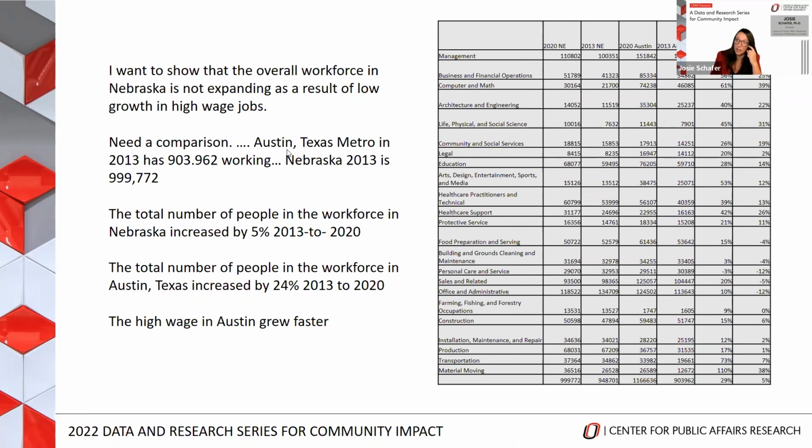But interesting enough, the state of Nebraska as a whole and the Austin, Texas metro had a fairly similar number of people working in 2013. By 2020, they had grown by 24%. We had only grown by 5%. So I think I got something, right?